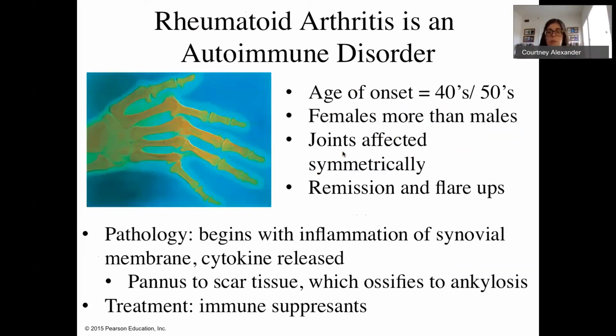And it's characterized by a series of remissions and flare-ups. You'll feel better, and then you'll feel worse, and then you'll feel better, and you'll feel worse. And it's not always clear what causes those remissions or flare-ups. The thought is that we have some sort of inflammation in our membrane that releases a molecule called a cytokine, and then we'll start to signal the buildup of scar tissue, which will start to turn to bone. The treatment, unfortunately, for this is just immune suppressants, trying to stop that immune system from attacking our joints.